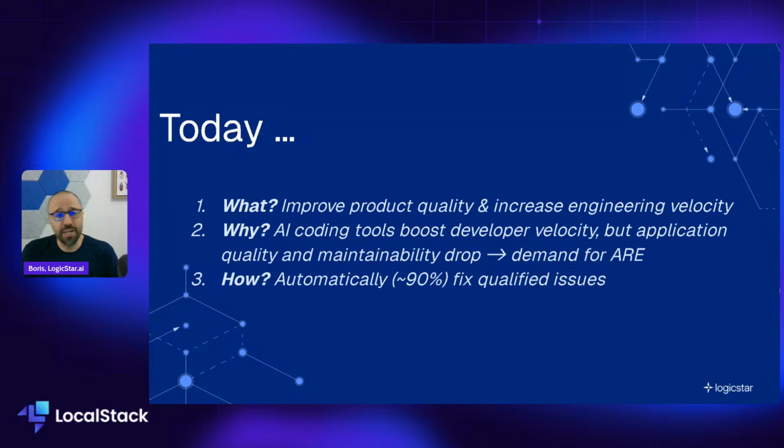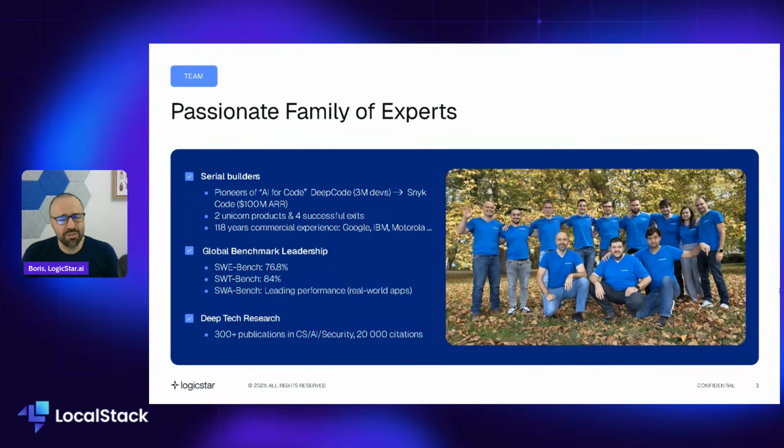Jumping in, behind me, it's not only me. We have a great team, about 13 people right now, and a number of additional researchers that are not full-time as well. We're pioneers of AI for code back around 2016. We built DeepCode and reached 3 million contributing developers in the open source community, which was great. Then that got merged into Snyk Code, which is now running at more than 100 million ARR in sales, specifically focusing on security. Behind the team, we've had 2 unicorn products so far, 4 successful exits, and hundreds of years of commercial experience.